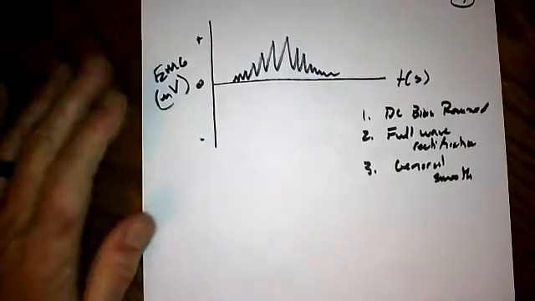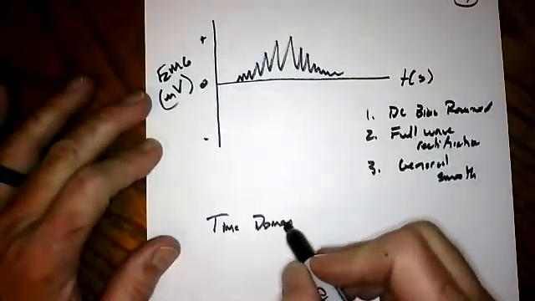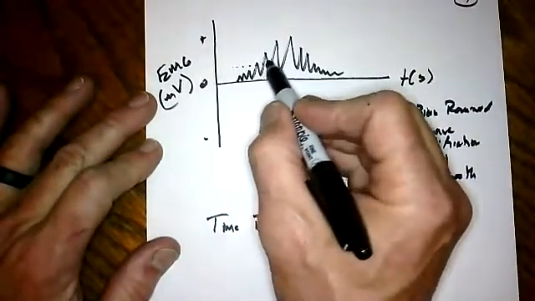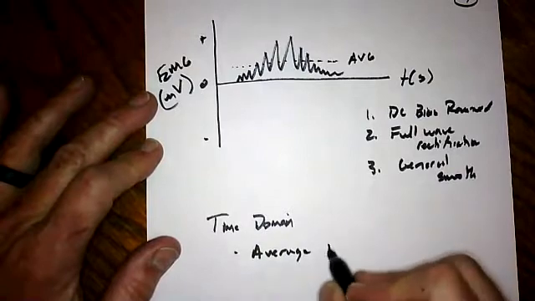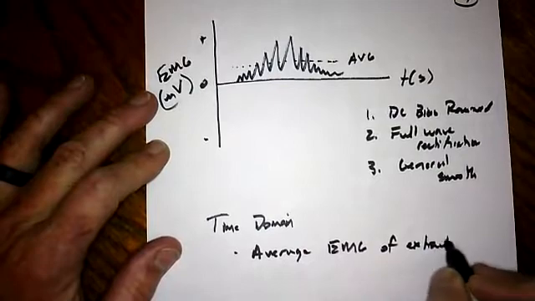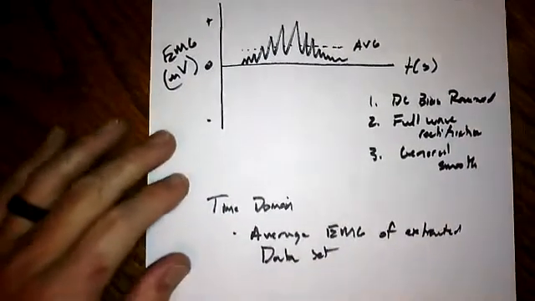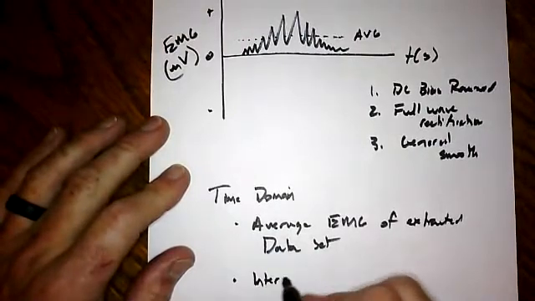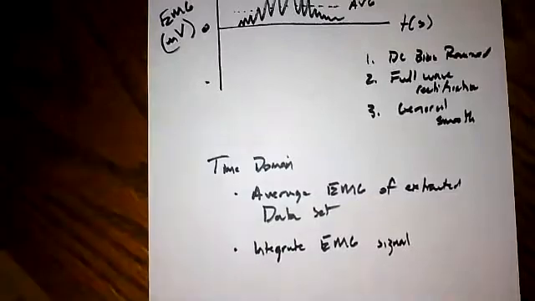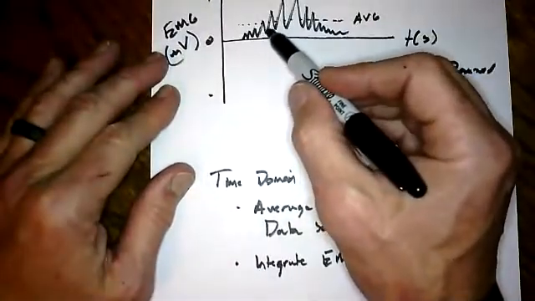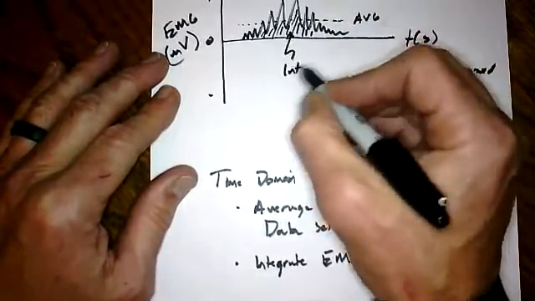All right, so now, oh man, still lots of options at this point. Maybe what I want to do, time domain, is just calculate the average EMG of that extracted data set. And we just mathematically calculate the average, okay? Maybe what I want to do is integrate the EMG signal. And the integration that we worked on with our counter movement jump would be the same thing. Integration would be calculating the area under this curve. Okay.